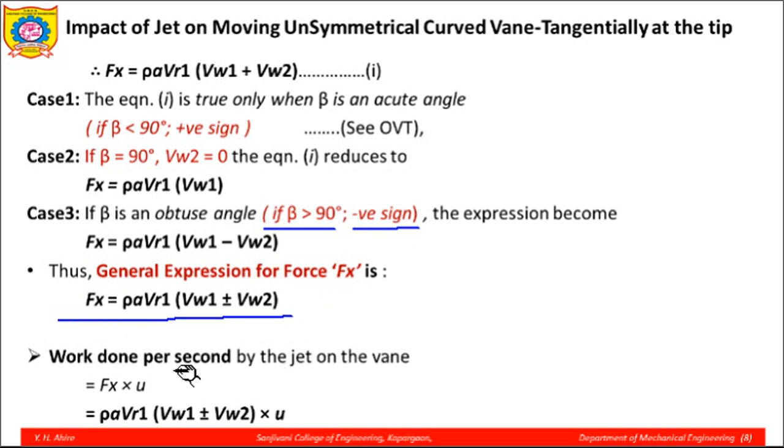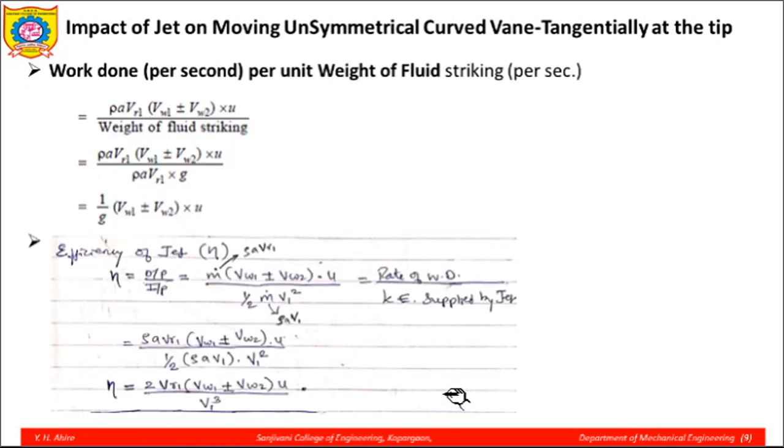Next is work done per second by the jet on the vane. It is the product of the force exerted into the velocity of the vane. So Fx into u gives you work done per second on the vane.